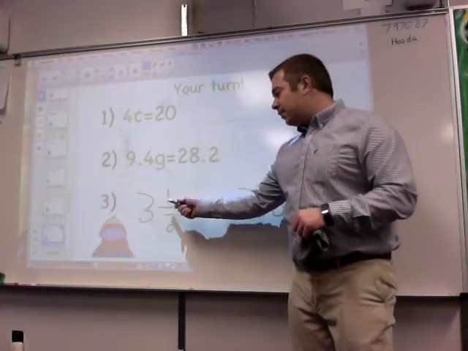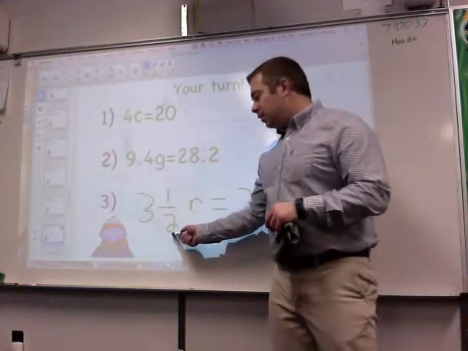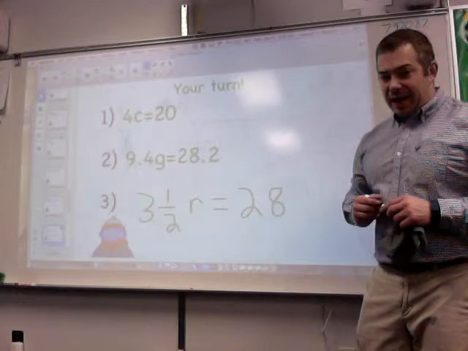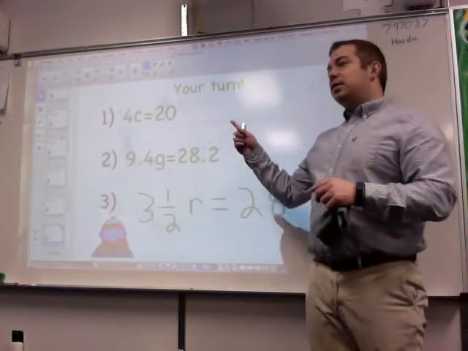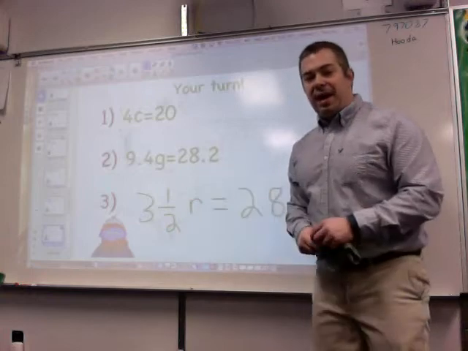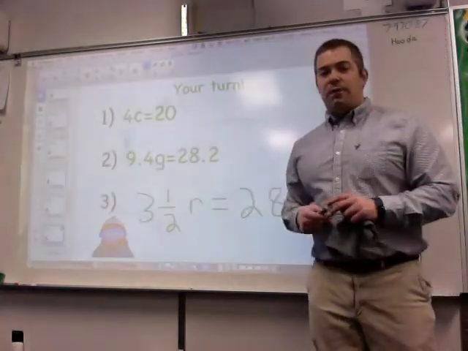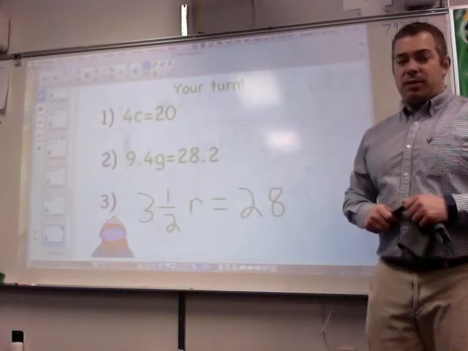Don't forget to turn 3 1/2 into an improper fraction first, which would be 2 times 3 plus 1 over 2, which is 7 over 2. Multiply that by the inverse, which is 2 over 7. It'll cancel it out. Then you multiply 28 times 2 over 7. I basically did the hard one for you. So there's no excuse to get this one wrong. At least set it up the correct way.